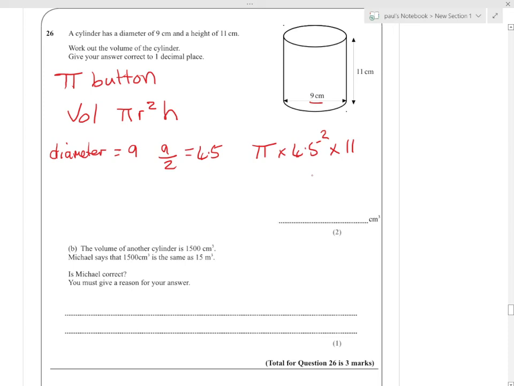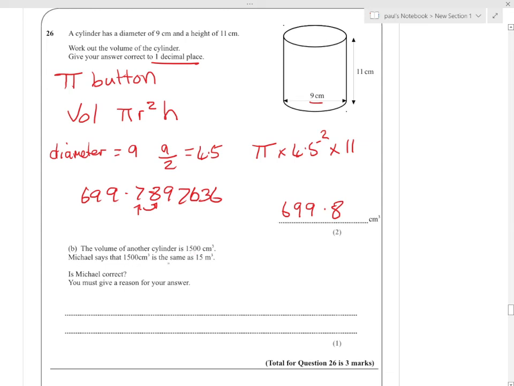So pi times 4.5 squared times 11 is 699.7897636. To 1 decimal place, goes up to 8, 699.8. The volume of another cylinder is 1500.